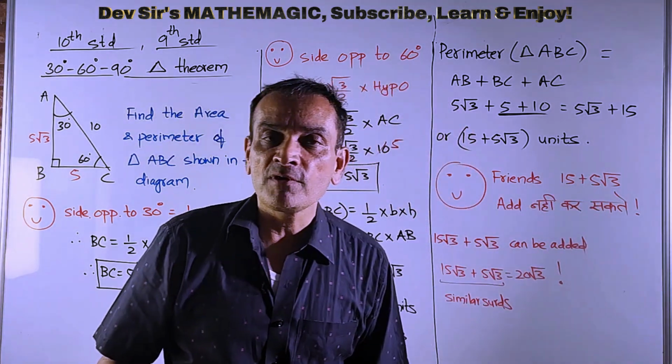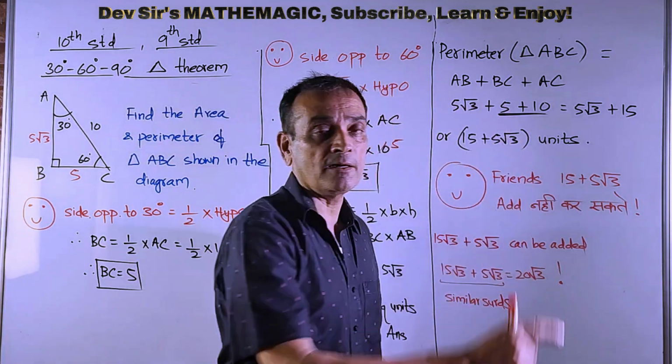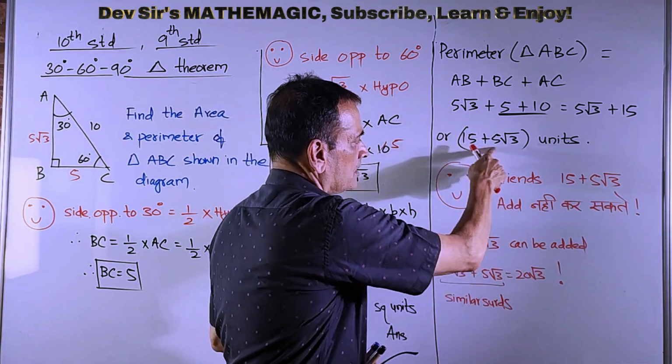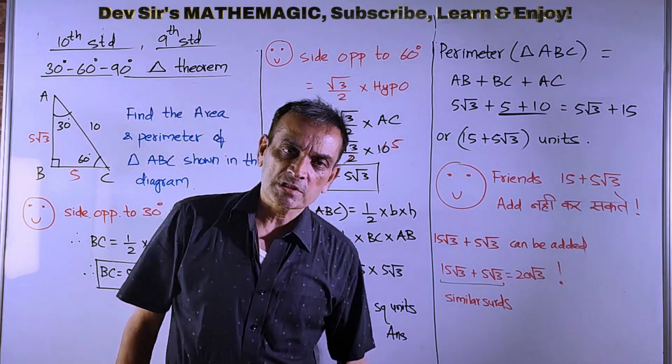You are not allowed to add 15 plus 5 because root 3 is not present here. They are not similar surds. So this itself is the answer: 15 plus 5 root 3 square units.